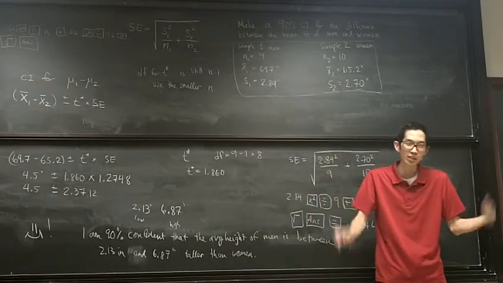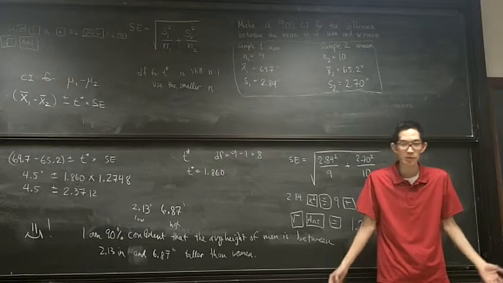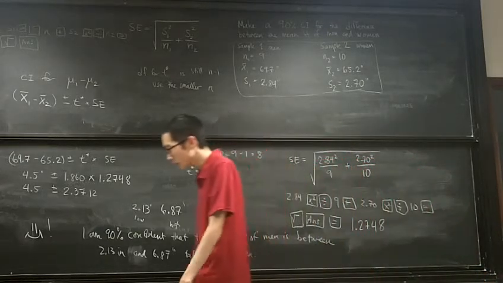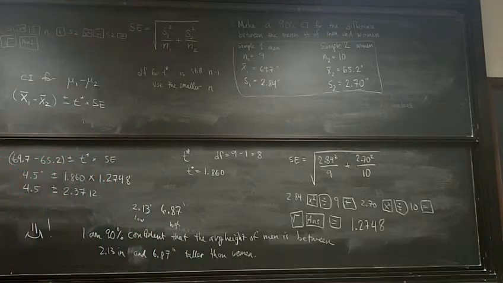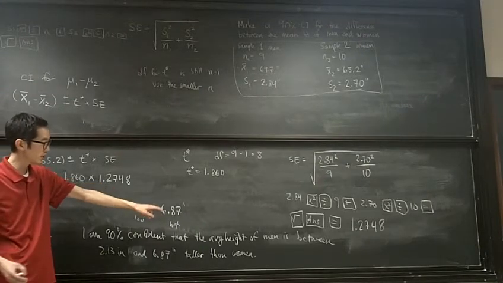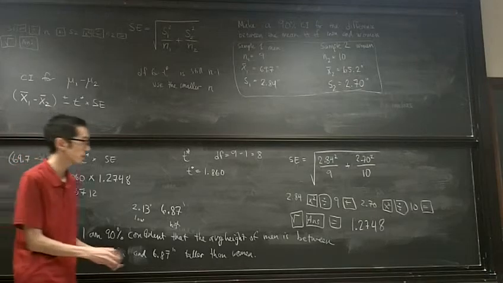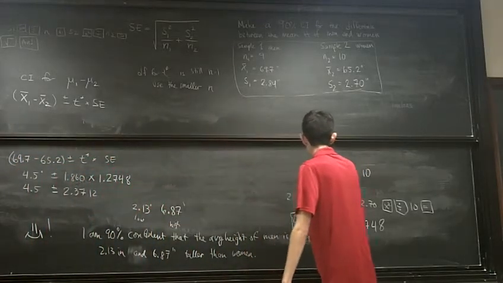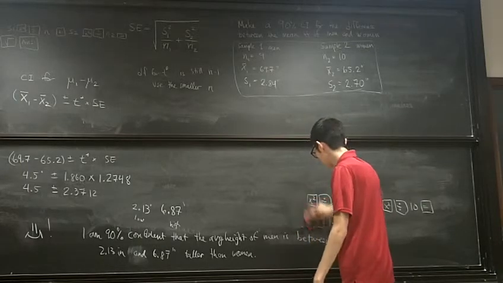What's the true average height difference? I don't know. It's probably something around 5.5 inches. But this says that the average height difference is between 2.13 and 6.87. So in this case, because 0 is not within the interval, I have evidence that there is a difference.